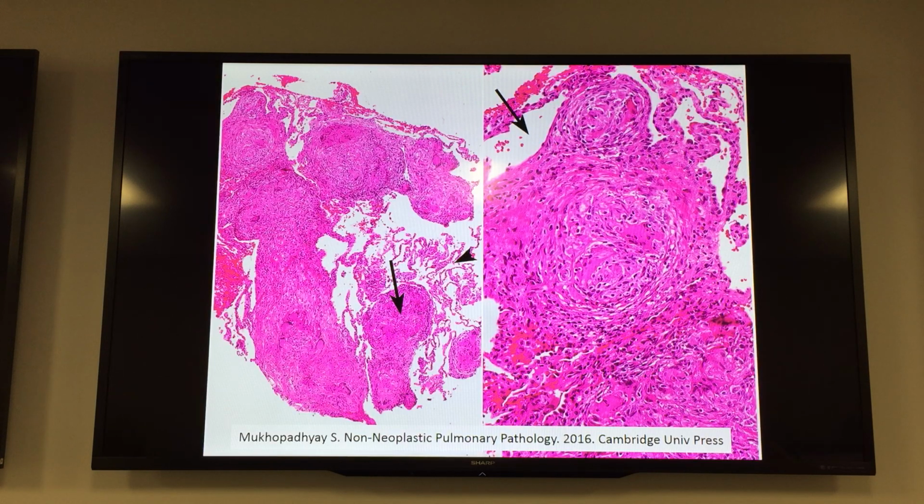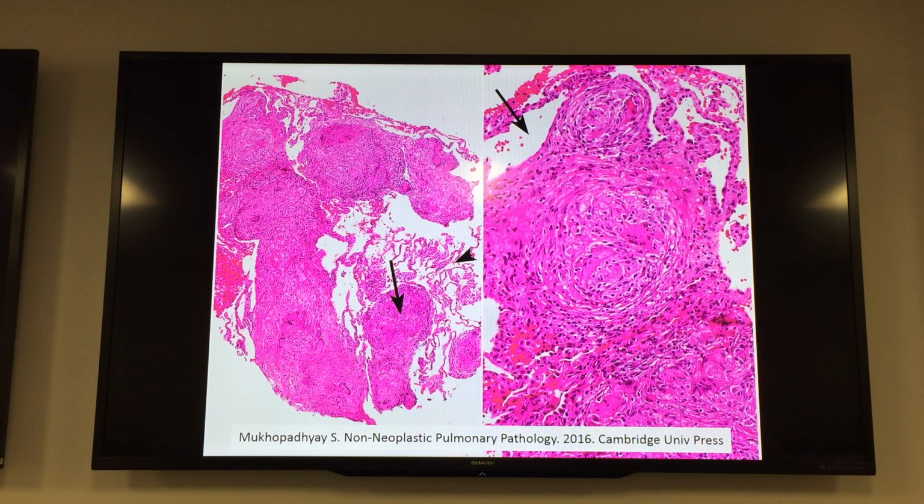Granulomas. Are they in the interstitium or airspace? Yes. So on the left side, the long arrow points to a granuloma in the interstitium. The short arrow points to the airspace. On the right-hand side, the short arrow points to the airspace. The arrow points to the airspace. So the granulomas are in the interstitium.